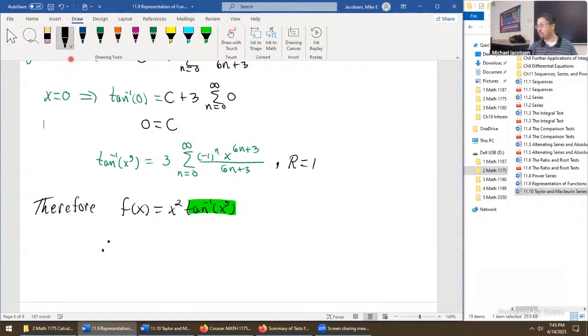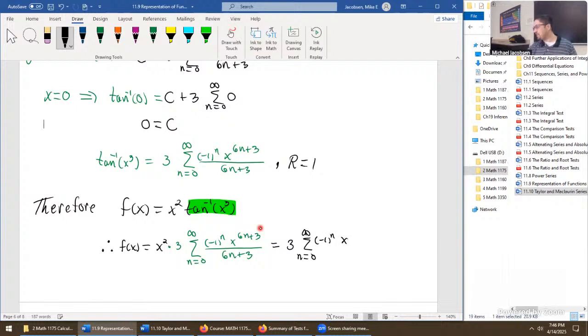So finally, we can say, therefore, f of x is x squared times the sum from 0 to infinity, negative 1 power of n, x to the power 6n plus 3, 6n plus 3 below. So that's the substitution step. Last step is x squared just increases this power. So 3 times the sum from 0 to infinity, negative 1 power of n, x to the power 6n plus 5 over 6n plus 5. We've got it, folks, this weird function, x squared.